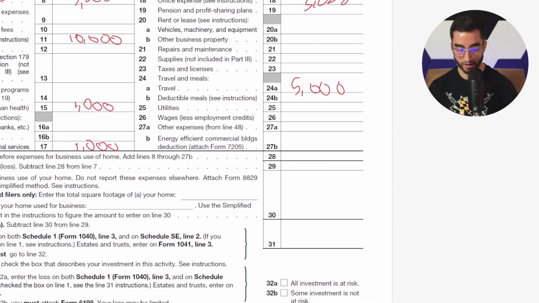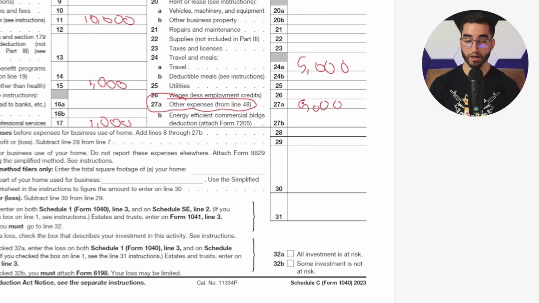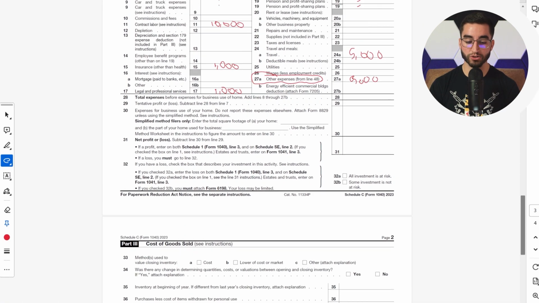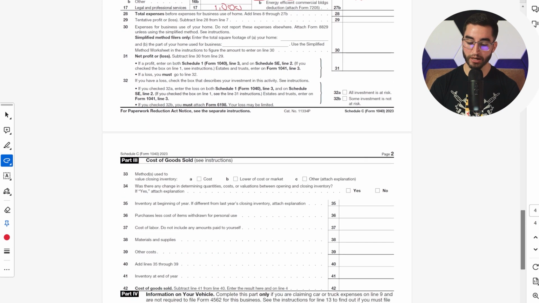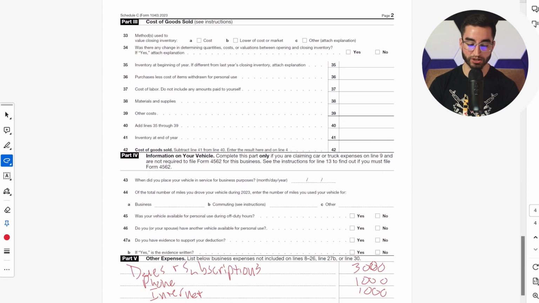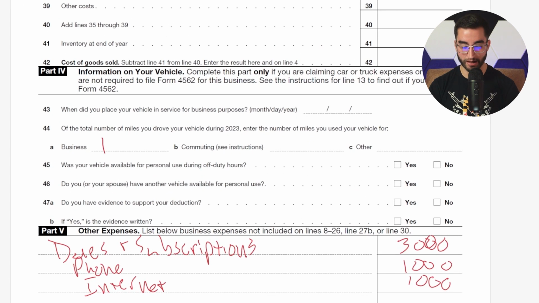And then we're going to go back up here. So our other expenses, line 27, right? Those are going to go right here, $5,000. Let's go ahead and add in also our car and truck expenses right here by putting in our mileage. We're just going to take the mileage deduction. So let's say we got 10,000 business miles. We have 5,000 other commuting miles, whatever it might be. So we got 15,000 total.